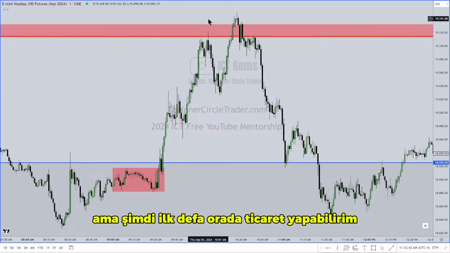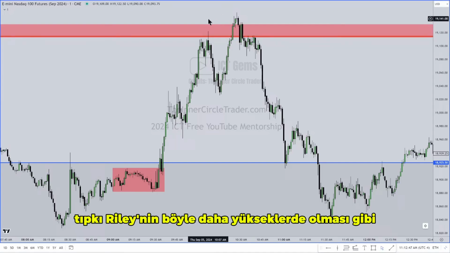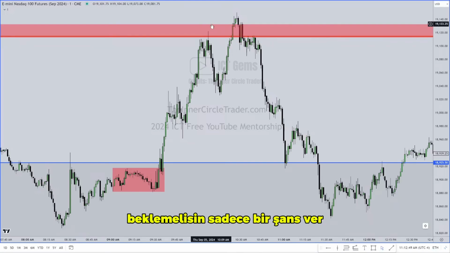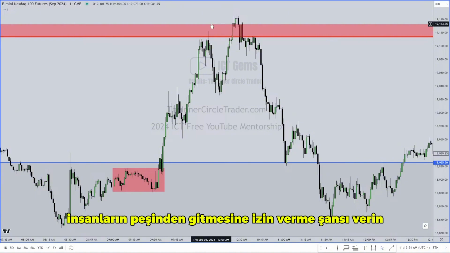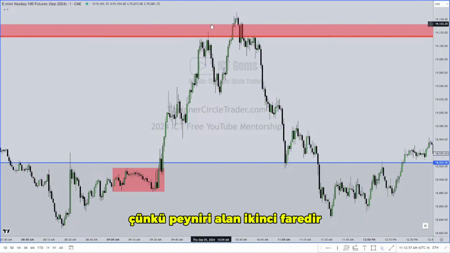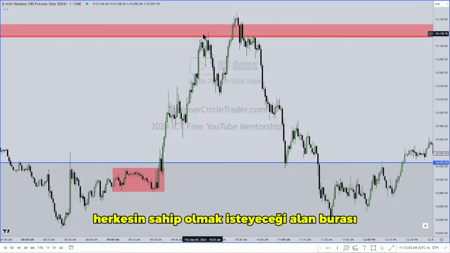But now that's the first time you can trade there. So anyone that wants to go short just because it rallies up higher like that, you've got to wait. Just give it a chance to let people go after it, because it's the second mouse that gets the cheese. This is the cheese right here. It's baited. That's the area that everybody would want to get if they understood what I'm teaching.